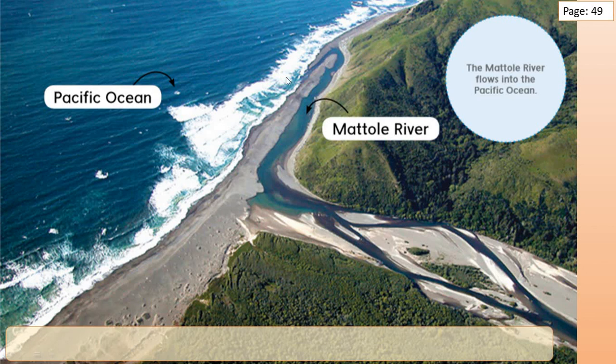We can see here a connection point between the Pacific Ocean and the Matoli River. Can you see that? This river ends in the Pacific Ocean. It flows into the Pacific Ocean. Now, use your pencil to trace the river as it flows into the ocean. Can you draw that? It's very easy, right? Here is the river and it flows into the ocean. It should be like this, right?